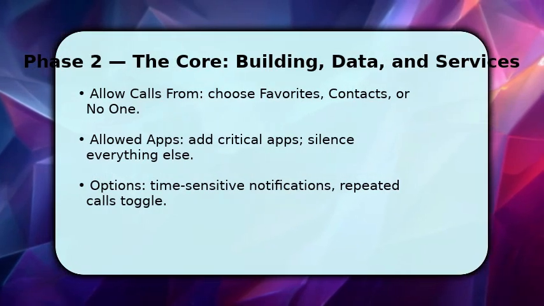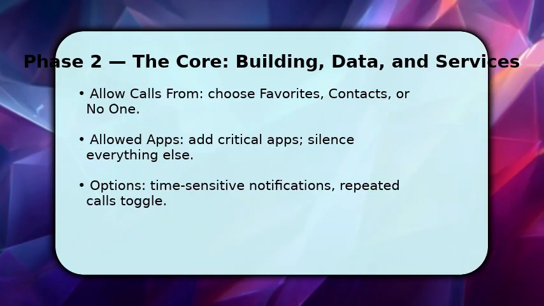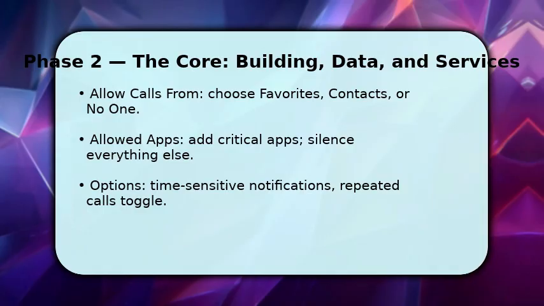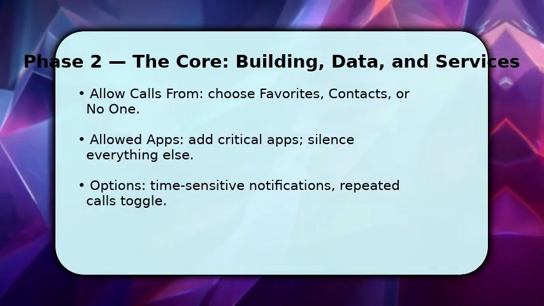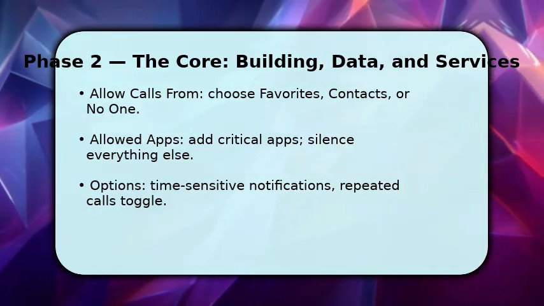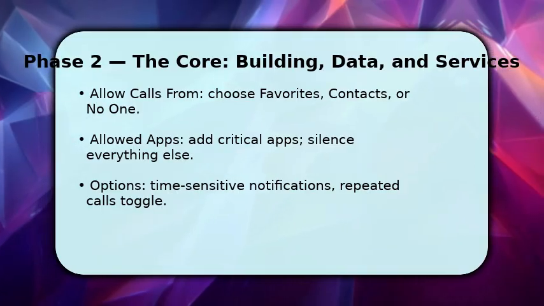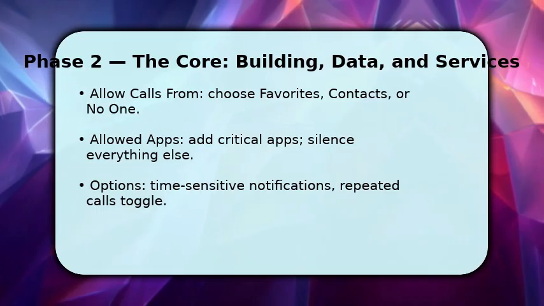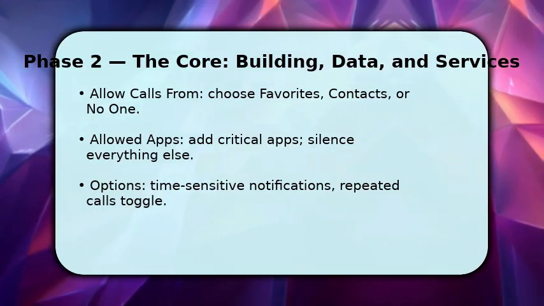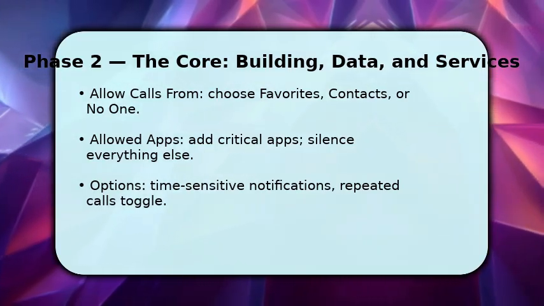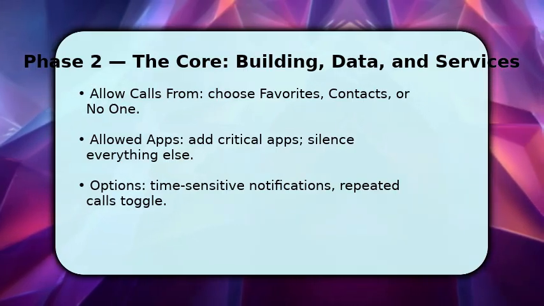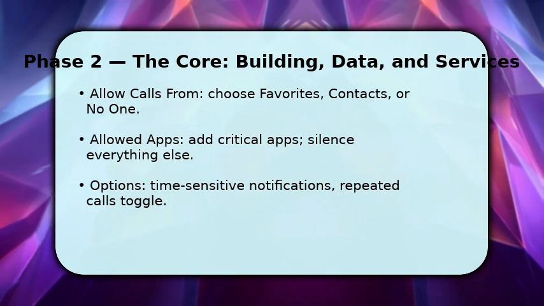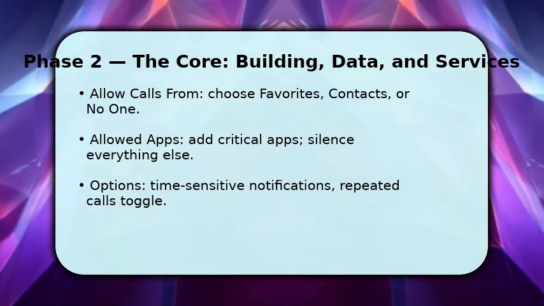Next, fine-tune who and what can break through. Tap People to allow calls or messages from specific groups, favorites, contacts, or no one if you want strict silence. Then go to Apps and add only the essential apps that may notify you, like navigation or payment. Use the Options section to permit time-sensitive notifications and decide if repeated calls should bypass. This helps during emergencies. Make incremental changes and test by sending a message from an allowed contact so you understand.